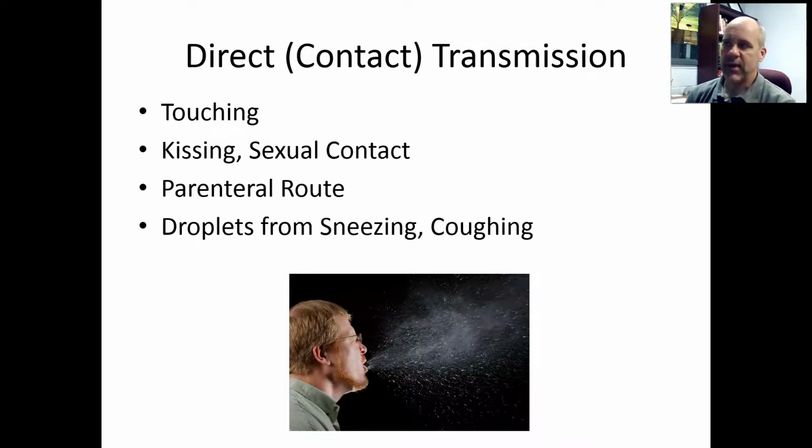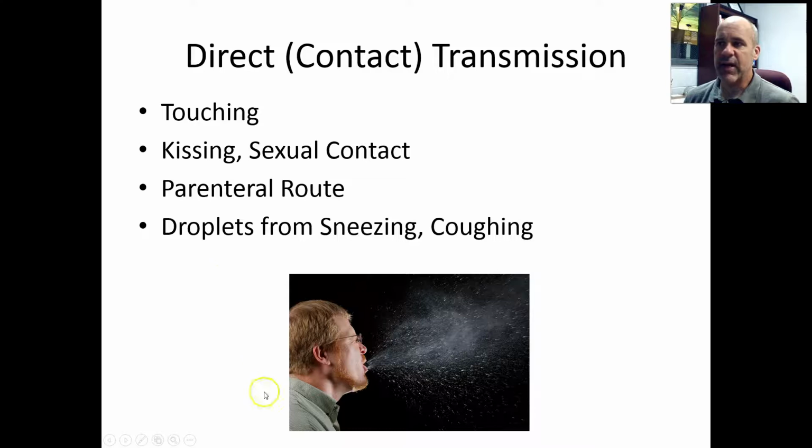All right, so direct contact transmission, this category. This is pretty obvious and straightforward. Touching, kissing, sexual contact. You're having actual physical contact with another individual who's sick, or that parenteral route of entry that we discussed earlier, where you pierce the skin or the mucous membrane, through a bite, through a bullet, through surgery, whatever. That's direct contact between the body and the microbe.